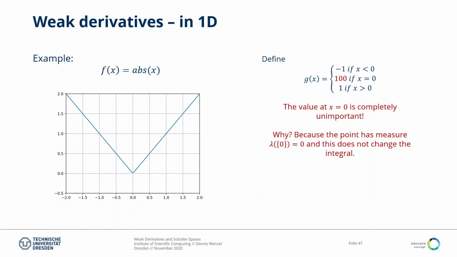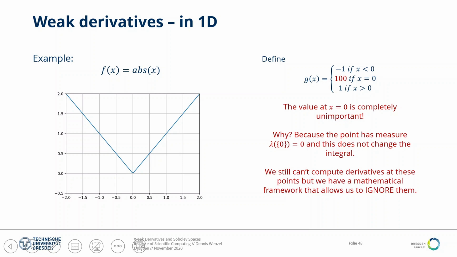Okay, that's essentially what I just summarized already. The set that contains only the point has measure 0. It doesn't change the integral. And what's important here is I want to note that we still cannot compute the derivative pointwise at this point x equals 0. That's still not doable. It doesn't make any sense. But we have a mathematical framework now in terms of those weak derivatives that allows us to ignore it. So we observe that in an integral sense, so in the sense of our weak derivatives, it just doesn't matter that our f is not differentiable at this point.